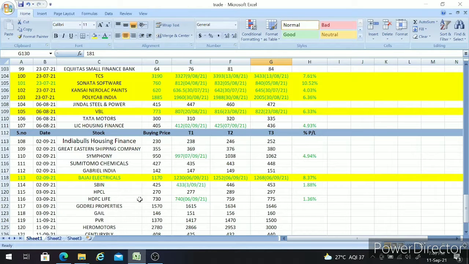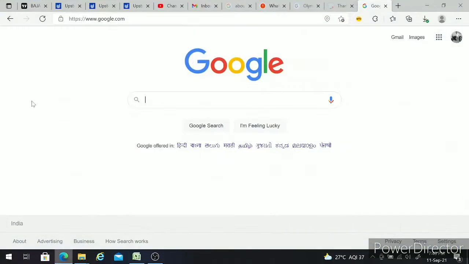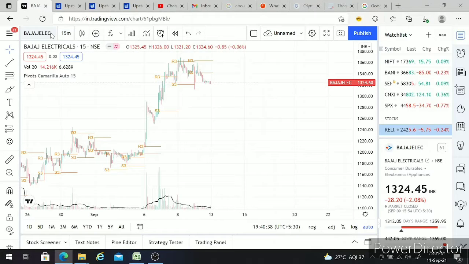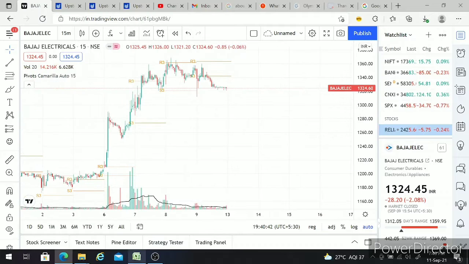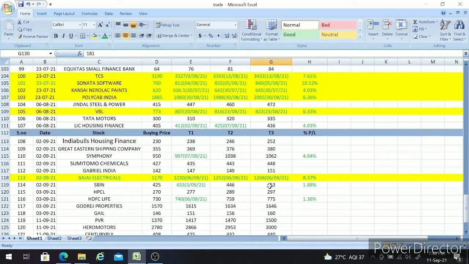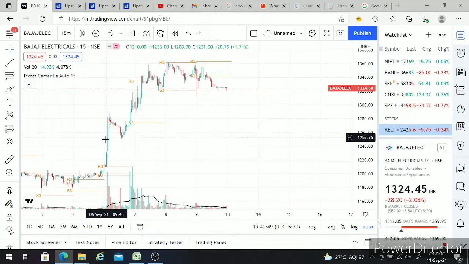Now we'll check one or two of these stocks. Okay, we'll go to the market platform. It's the Bajaj Electrical stock. If you can see clearly, as I told, we'll see on which date the third target got achieved: the 6th of this month, 1268. It crossed 1268.